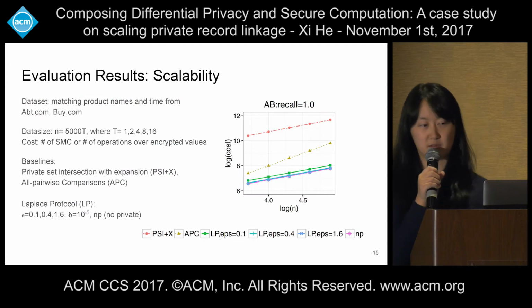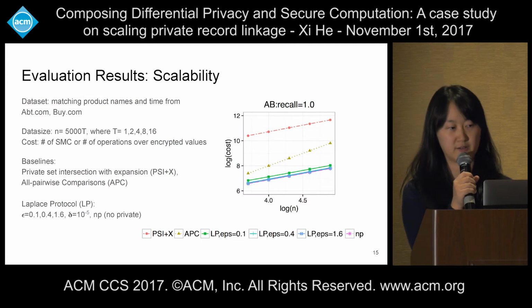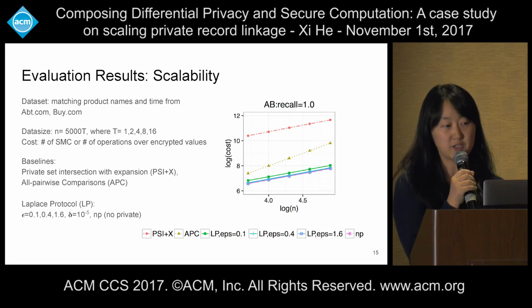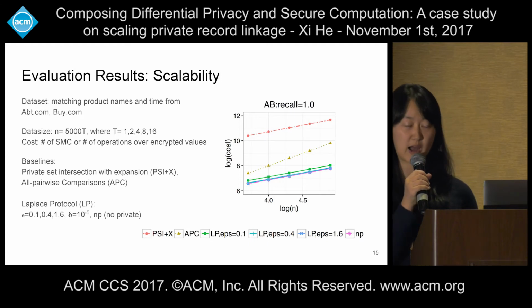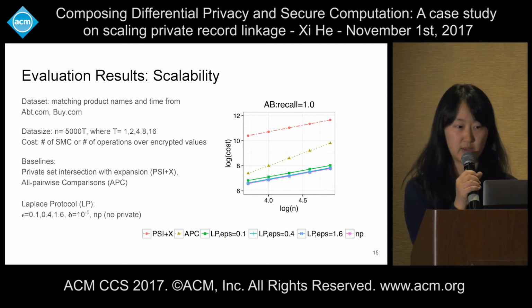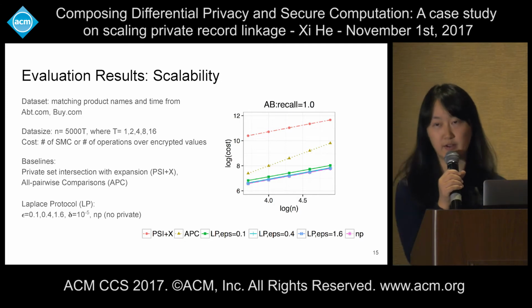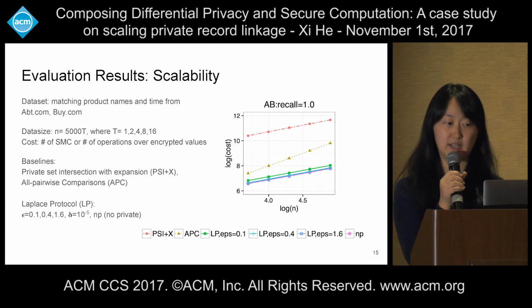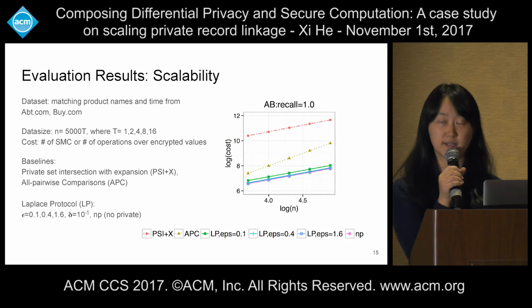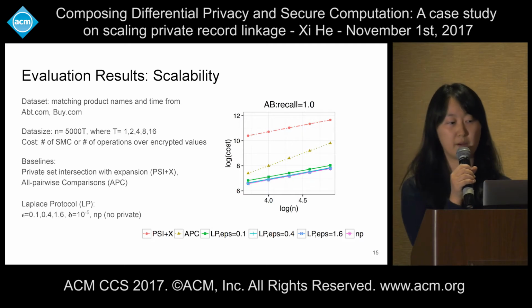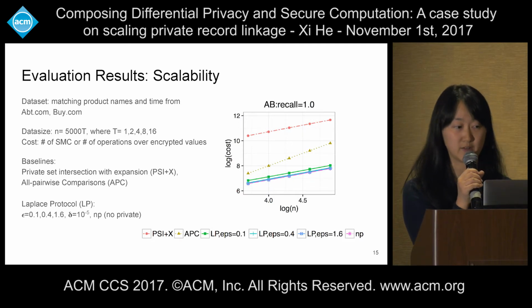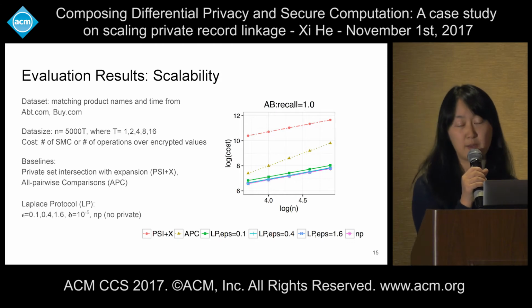So this is one small sample of the evaluation result we got. We're matching records, which are product names and time from about.com and by.com. So we want to evaluate the scalability of different protocols. So we increase the data size here by increasing T from 1 to 16. And the cost here evaluated is based on the number of secure pairs comparisons, or number of operations over encrypted values. So we have two baselines.